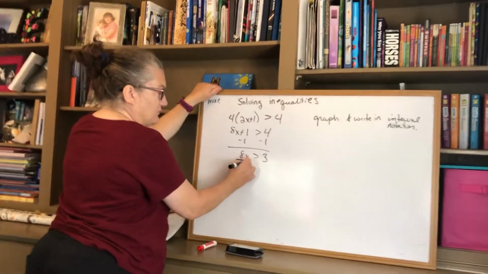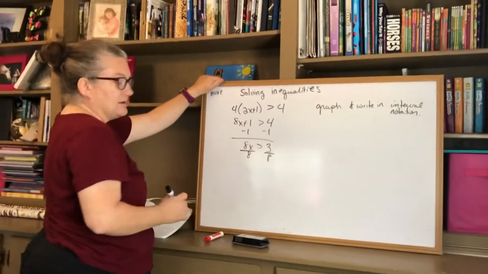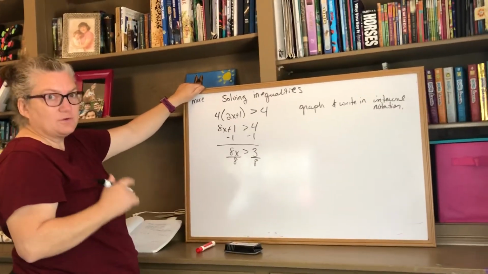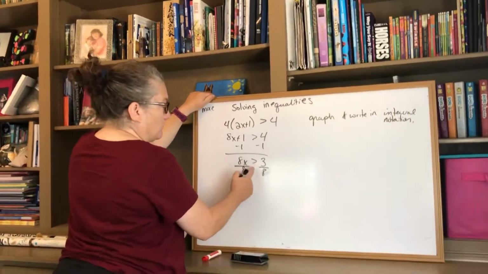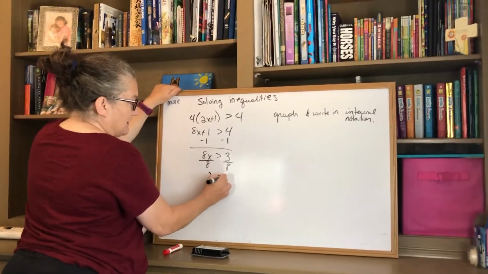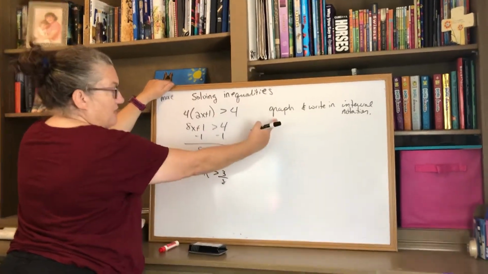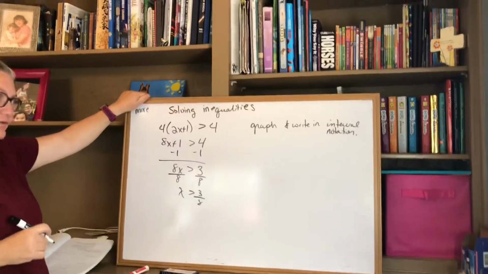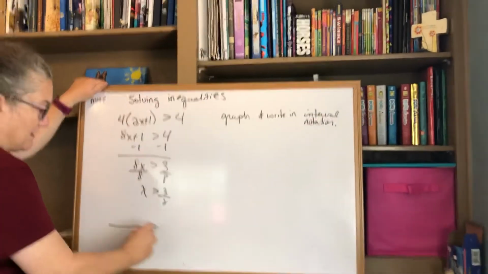It's only when we multiply or divide by a negative number that we change the direction of the inequality. So this is x is greater than 3/8. Now I have here that we need to graph it and write it in interval notation. We've already talked about graphing.